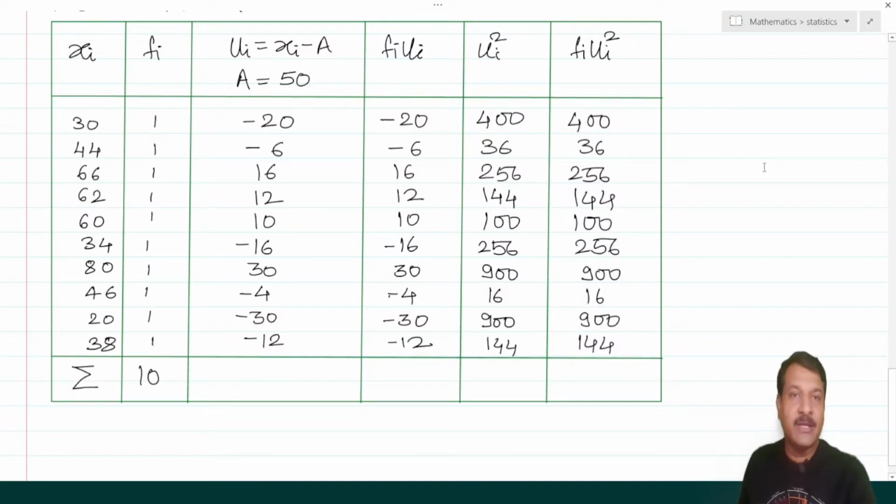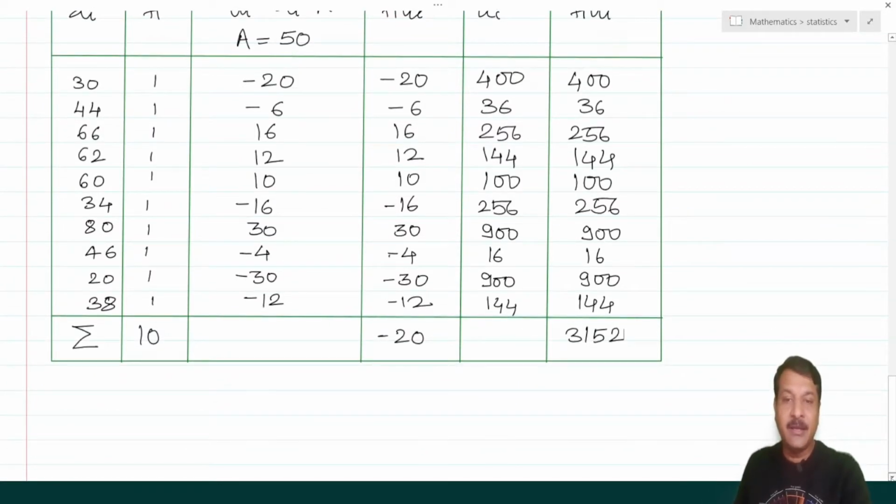So by calculator you find it. Summation of fi ui by calculator I am getting minus 20. And summation of fi ui square, by calculator, it is 3152. So put these values in formulas.